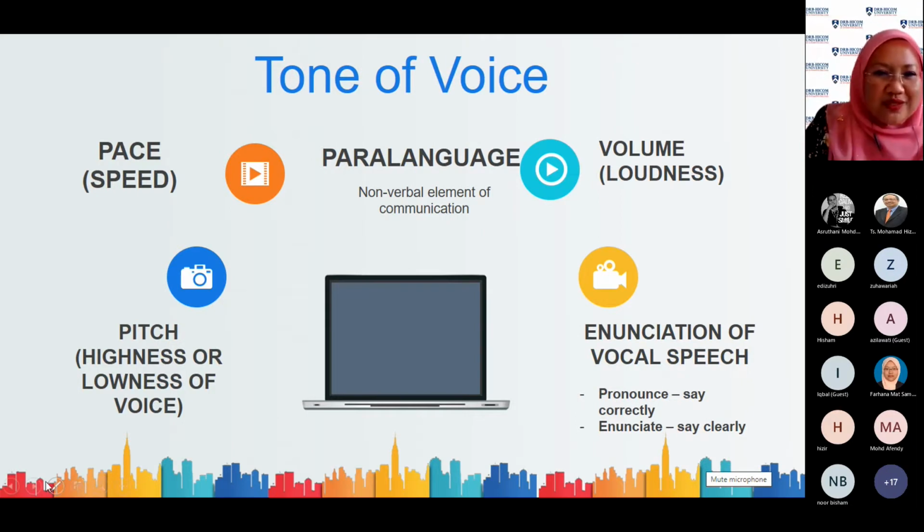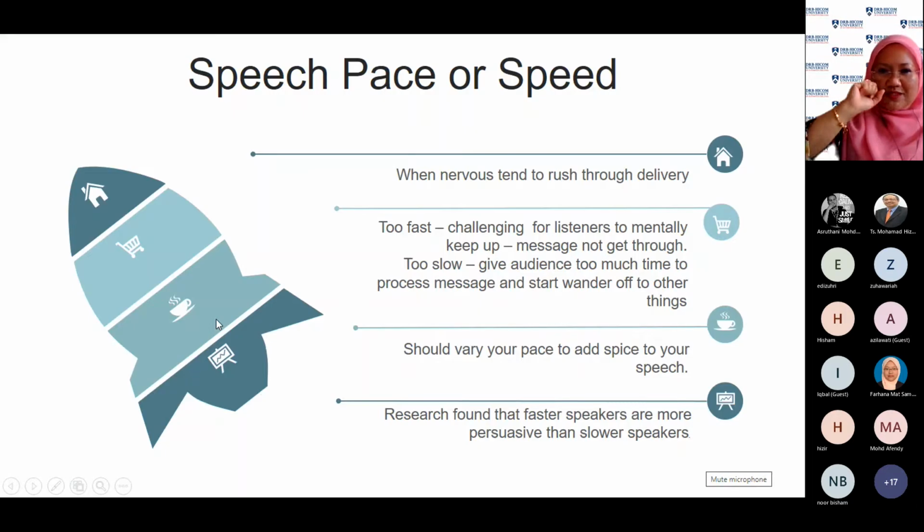I don't know. Now, talking about pace or speed, I'm so guilty of this. I'm such a fast speaker, so stop me if you think that I go faster than what you can normally hear. All right. Now, when we are nervous, we tend to rush our delivery.